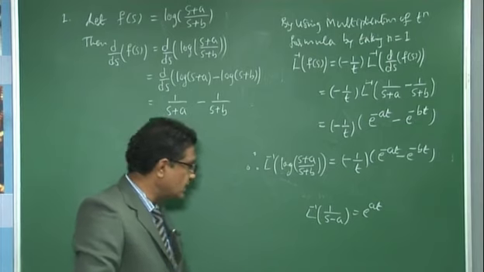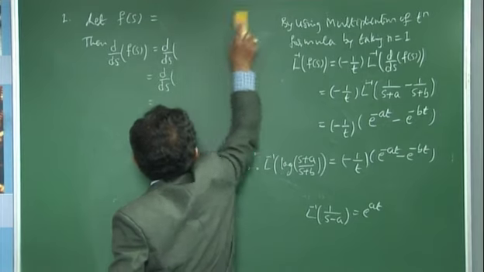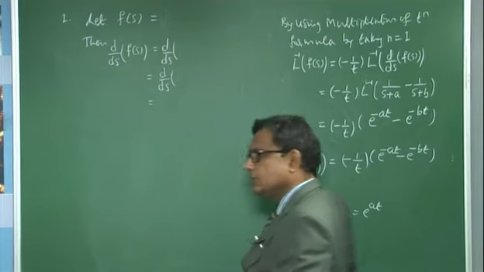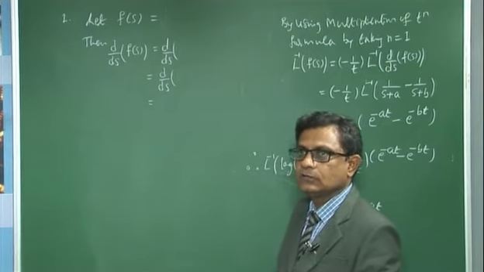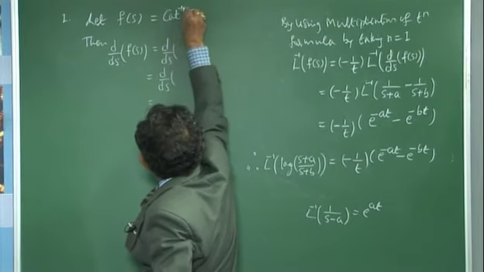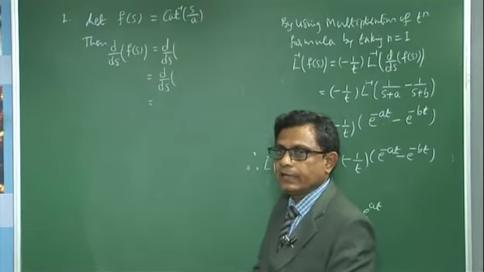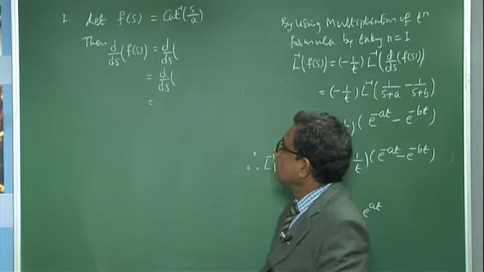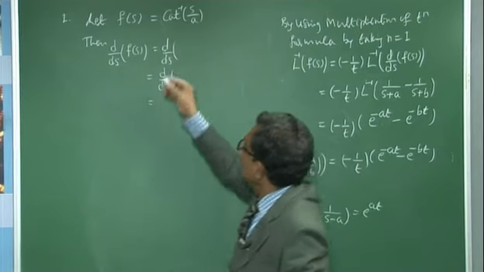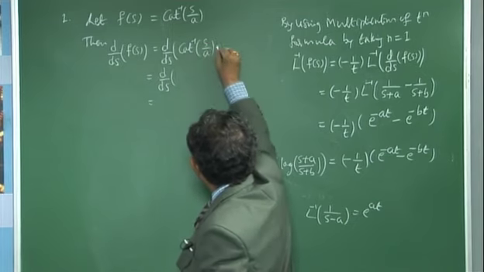Yes, what is the third example? Same type you have to do it, same type. There is no change in the procedure, only the function is an inverse trigonometric function. What is the third one? Cot inverse s by a, cot inverse s by a. Then find the derivative d by ds of f of s, d by ds of cot inverse s by a.